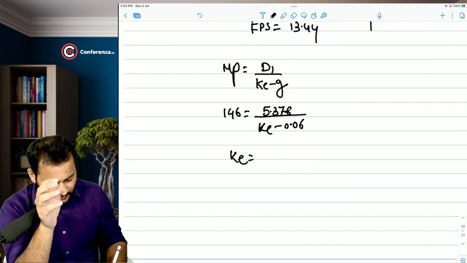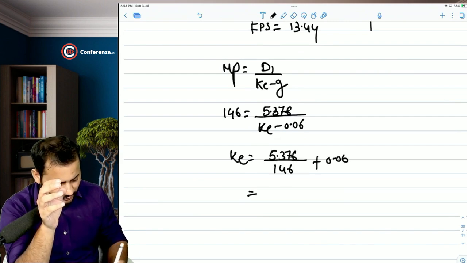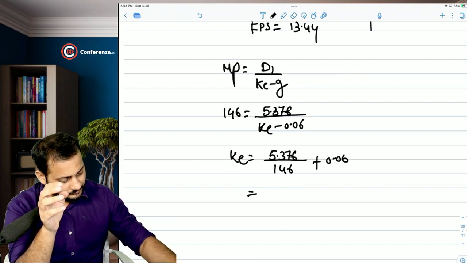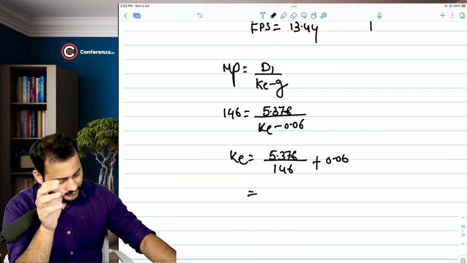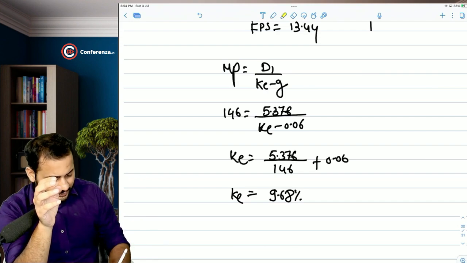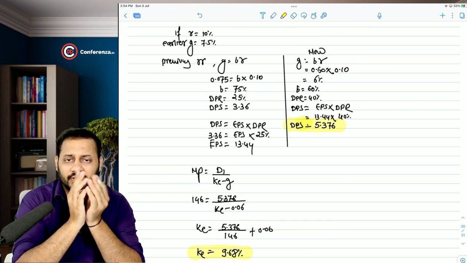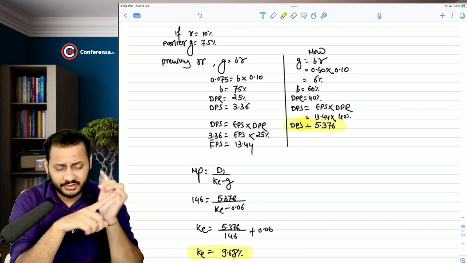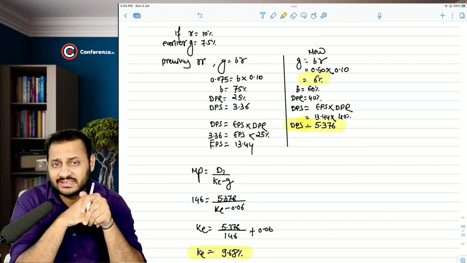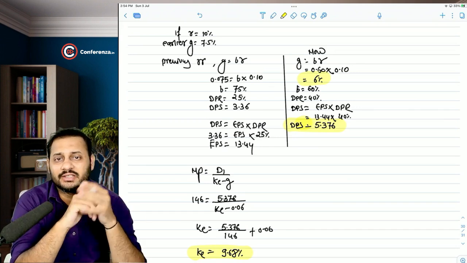It will result in a new cost of equity. Sorry, 5.37 divided by 146 plus 0.06, which is 9.68%. Pretty easy, but a tricky question, we can clearly say. So yes, the growth rate is changing from 7.5 to 6%. The cost of equity is also changing from 9.8 to 9.68%.